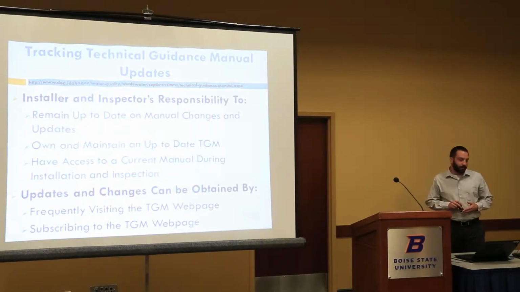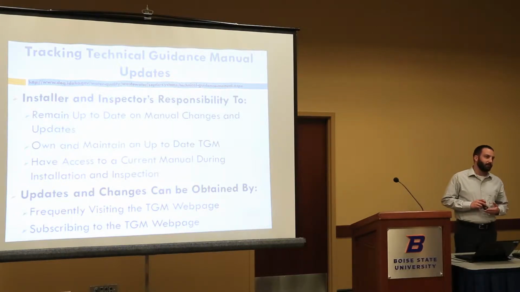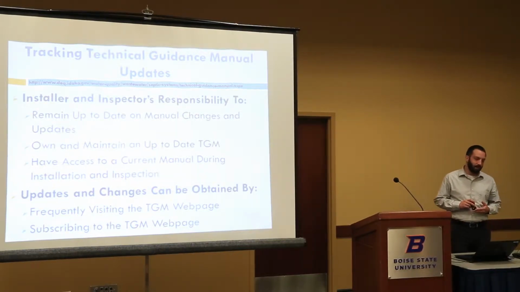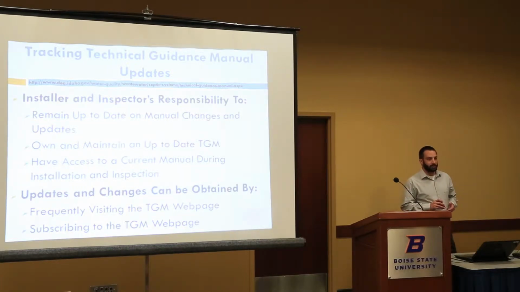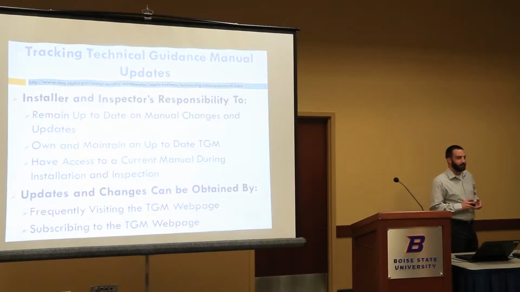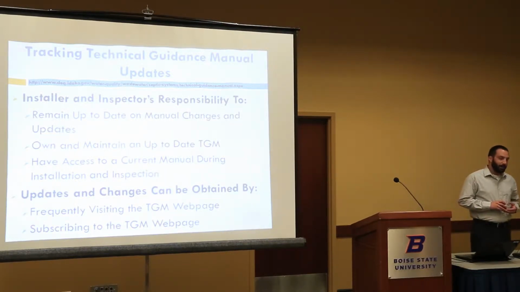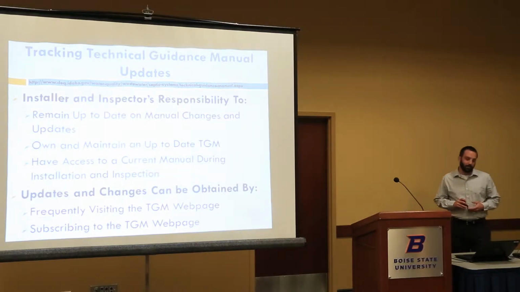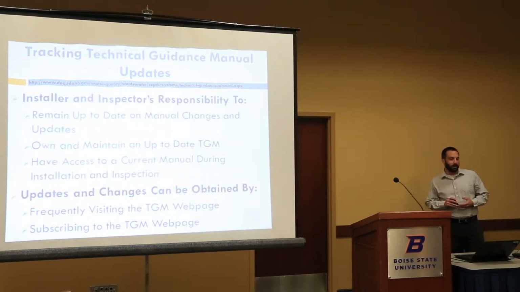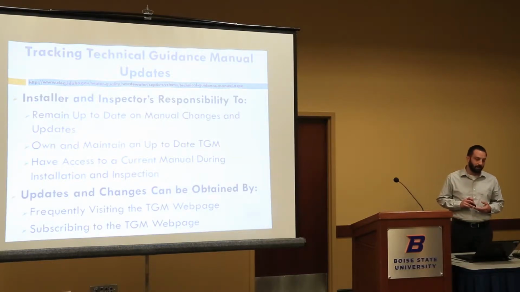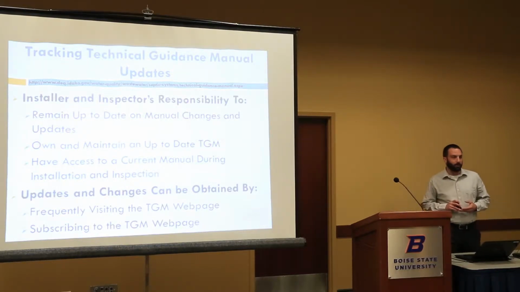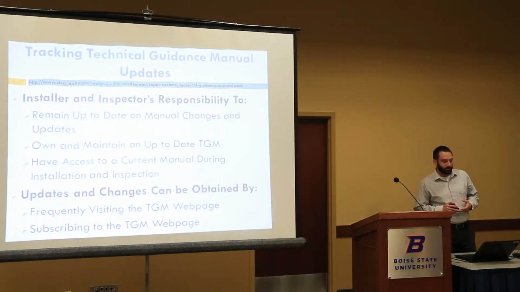To start, I want to go over the manual itself, how to get the updates, and how to track what we're doing in the technical guidance committee with the manual. So you can all hear me too, by the way, right? Okay. Just to start with, it is the installer and the inspector's responsibility to remain up to date on any of the manual changes that occur, any of the updates or new sections that we put into that manual. And it's highly recommended, especially for the installers, that you own and maintain an up-to-date TGM and have that out in the field while you're doing an installation. Most of the inspectors are going to have that with them already. But as an installer, that's an important document.